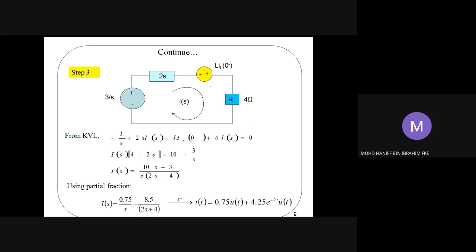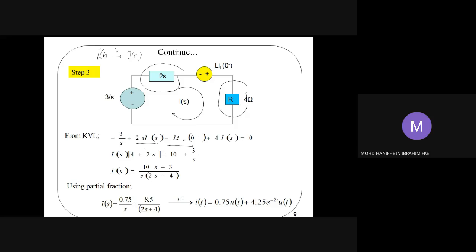Okay, so this is what we're going to have, the circuit. Since you want to find the current flowing in your loop, the i(t), the current in the loop, is now transformed into I(s). So we have I(s) inside the loop. We can now apply the KVL according to the equation here, where we have negative 3 over s plus 2s I(s), the voltage drop across this component, minus L i0 negative, which is the voltage source here, plus 4 I(s), which is the voltage drop across the resistor, equals 0. So this is the KVL equation.